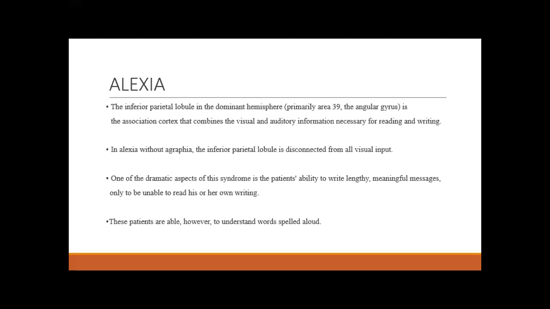Now, in alexia, the inferior parietal lobe in the dominant hemisphere, that is primarily area 39, which is the angular gyrus, is the association cortex that combines the visual and auditory information which is necessary for reading and writing. In alexia without agraphia, the inferior parietal lobe is disconnected from all visual input. One of the dramatic aspects of this syndrome is the patient's ability to write lengthy, meaningful messages only to be unable to read his or her writing. These patients are, however, able to understand words which are spelled aloud.